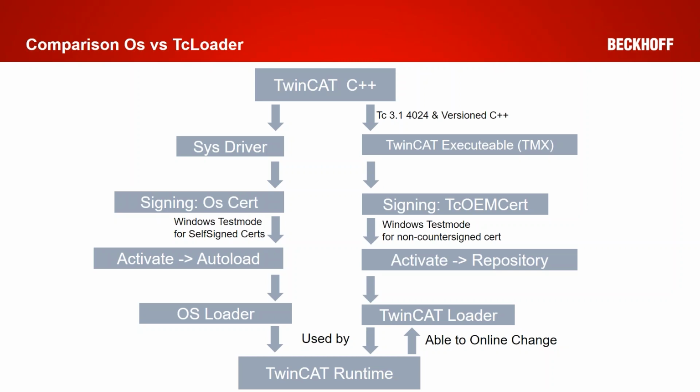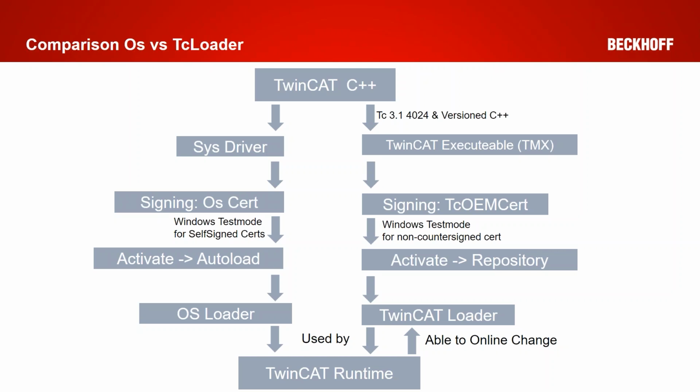Between that, the signing is checked for 64-bit systems by the Windows operating system. If you have an officially signed certificate, then everything is fine and the machine could go to the run mode. If you do not have that and you have a self-sign for development purposes, you need to establish this test mode of the operating system.